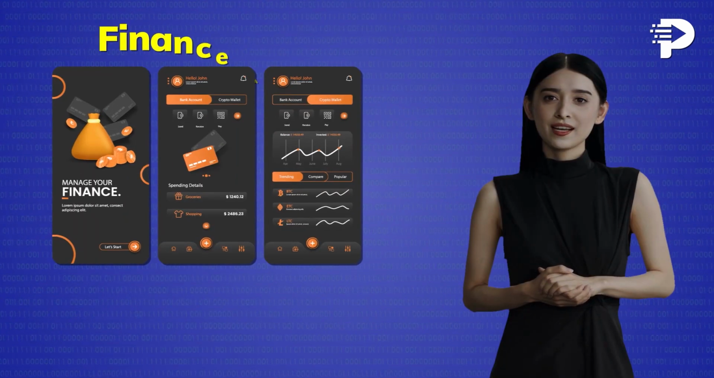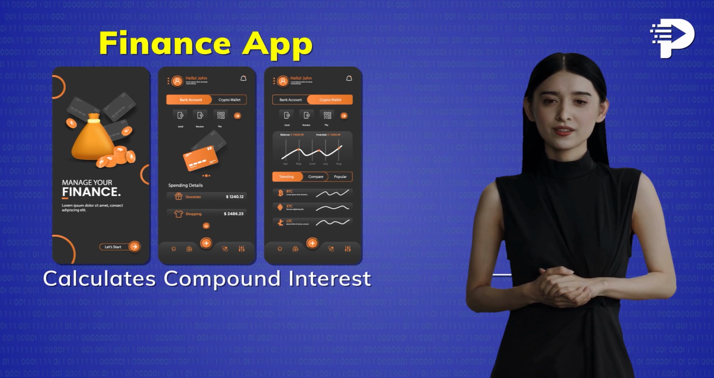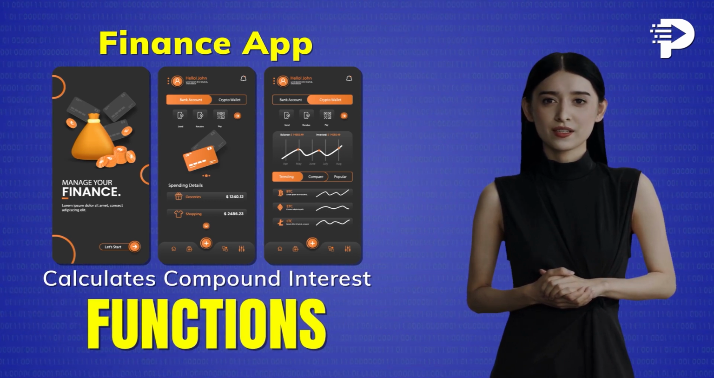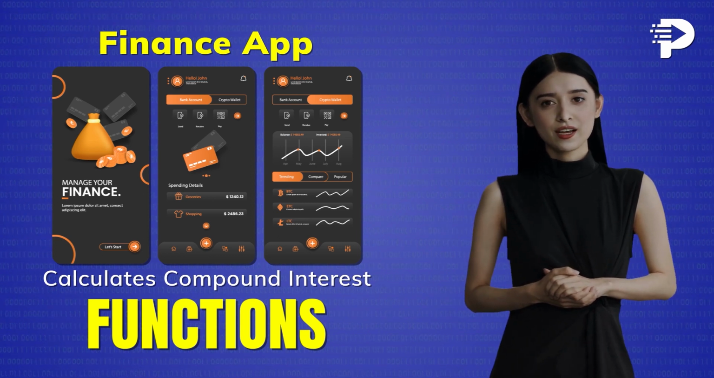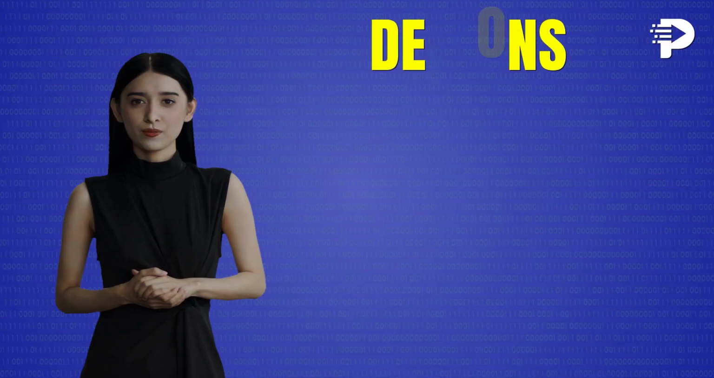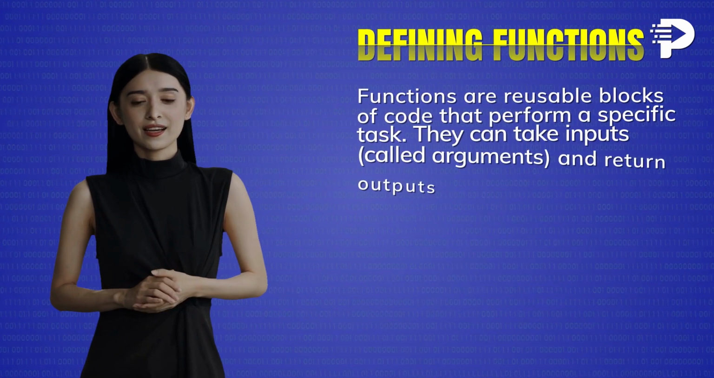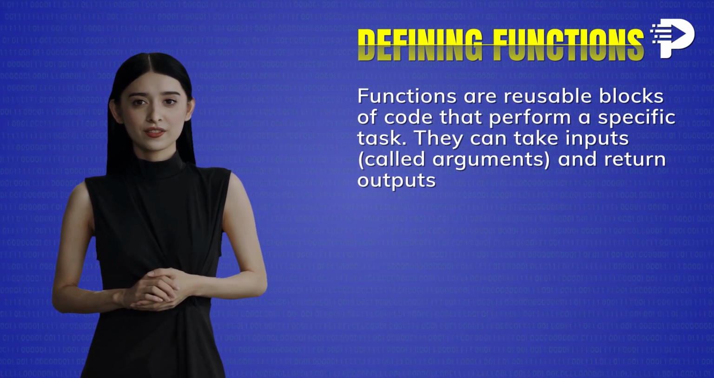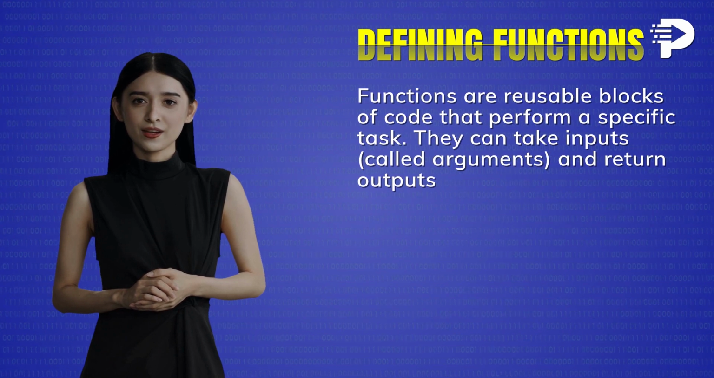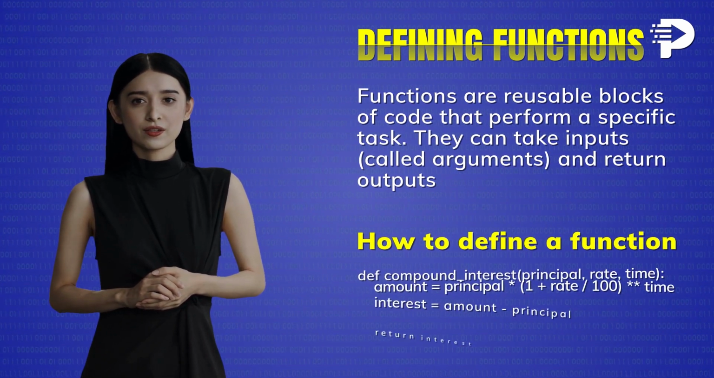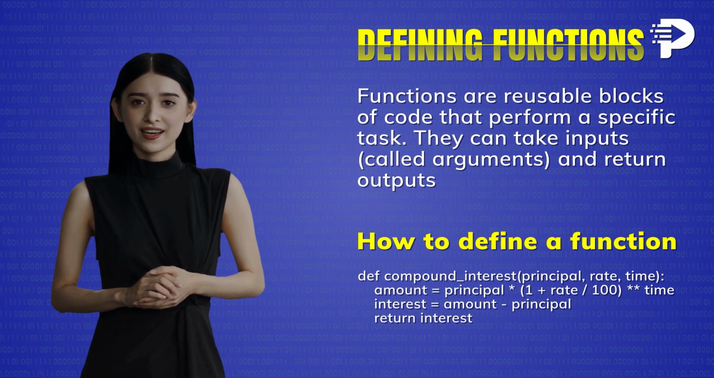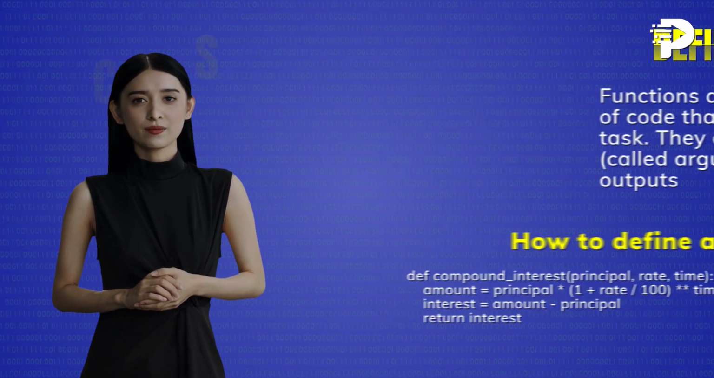Imagine you are building a finance app that calculates compound interest. You will need a function to compute compound interest for different investments, interest rates, and time periods. Functions are reusable blocks of code that perform a specific task. They can take inputs called arguments and return outputs. Here is how you define a Python function. You can look at this code. To use a function, you simply call it by its name and provide the required arguments.